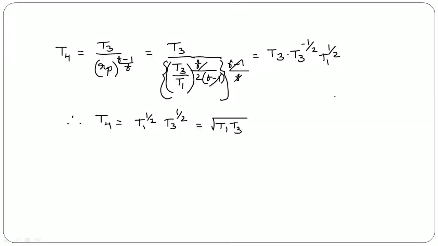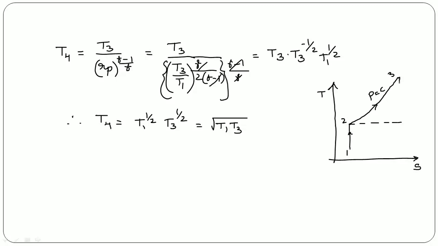So that means here if we take the TS diagram, process 1 to 2 is isentropic compression, 2 to 3 is constant pressure heat addition, 3 to 4 is isentropic expansion, and 4 to 1 is constant pressure heat rejection.